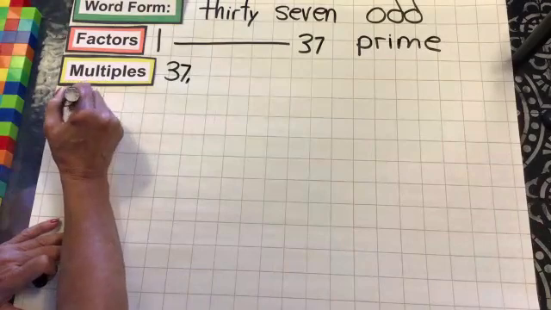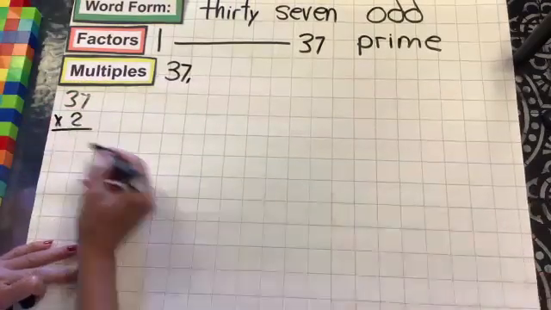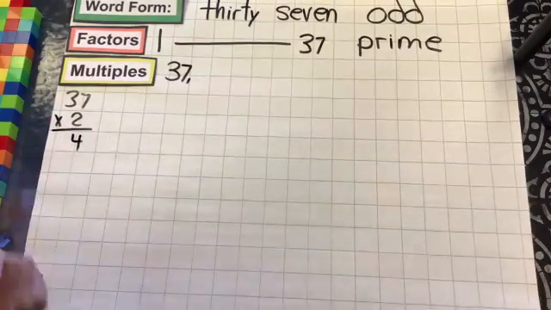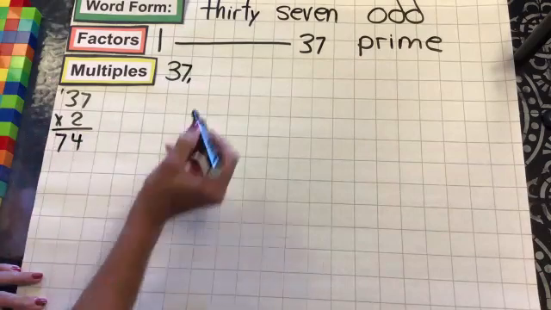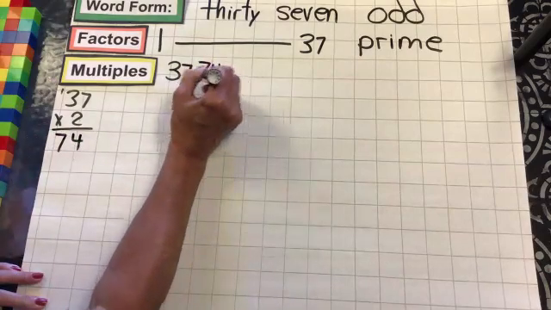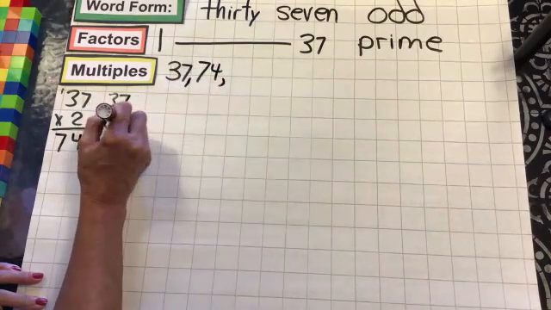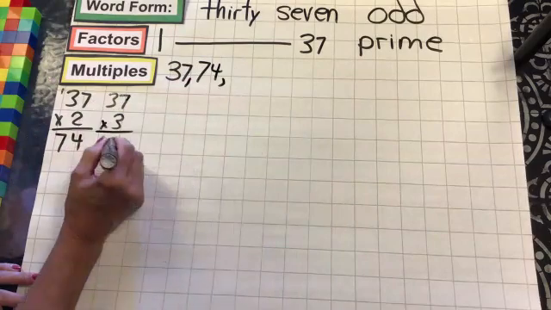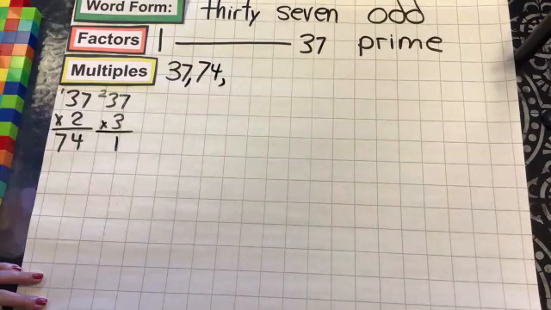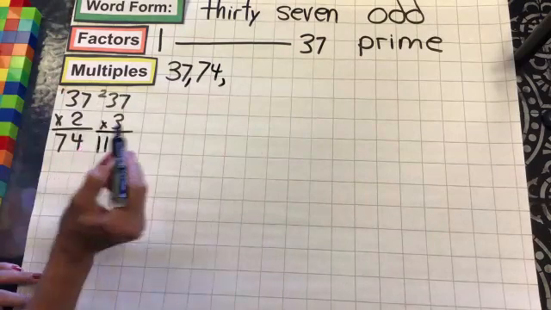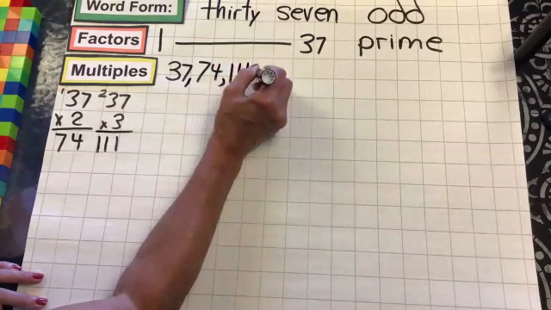So we're going to do 37 times 2. We want two 37s. 2 times 7 is 14. Drop the 4, carry the 1. 2 times 3 is 6, plus 1 is 7. So 74 is our next multiple. And let's go on to 37 times 3. 3 times 7 is 21. We drop the 1, carry the 2. 3 times 3 is 9, plus 2 is 11. So 3 37s is 111.